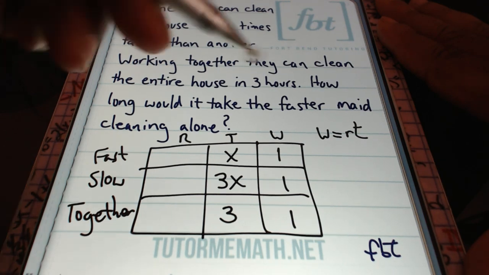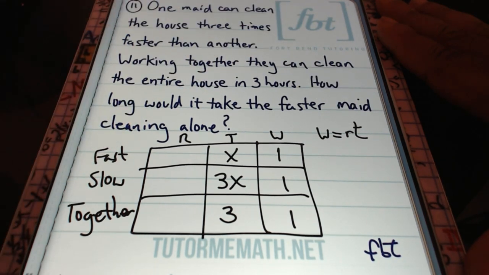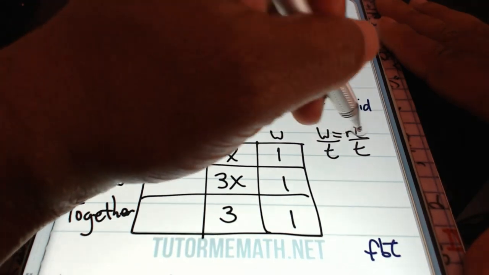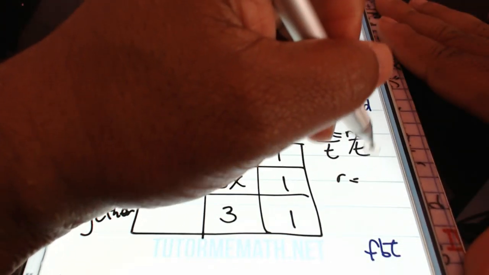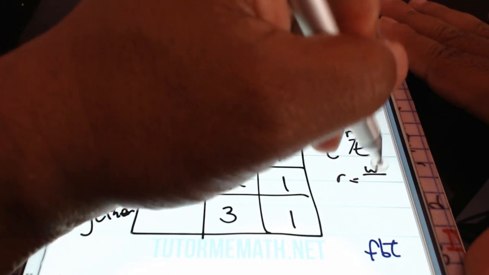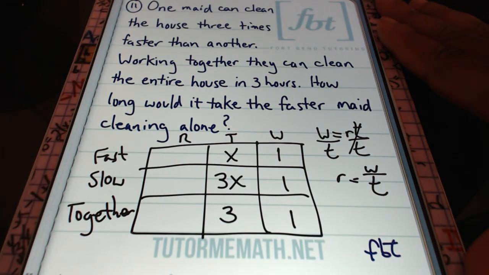Now check out my equation over here. I told you that I'm using the formula work equals rate times time, and what I'm missing is the rate. So let's solve for the rate, this R value. By dividing both sides by T, we can figure out that the rate is equivalent to the work, that's supposed to be a W, guys, divided by the time.